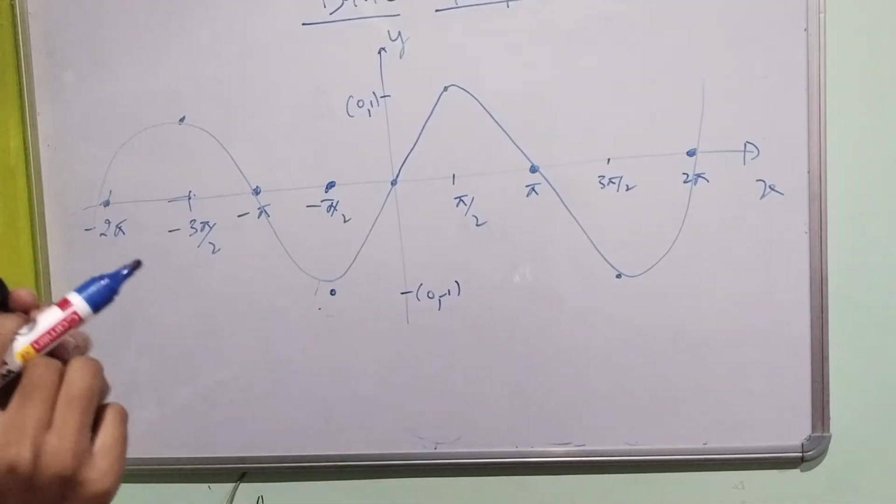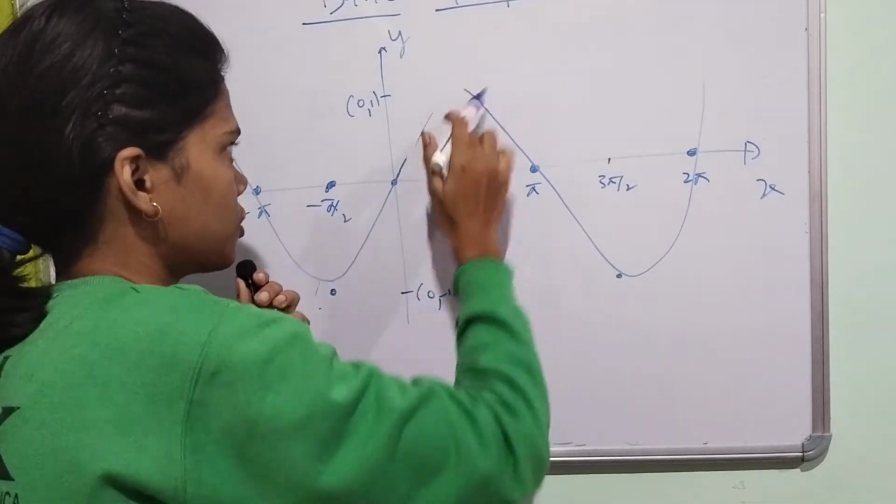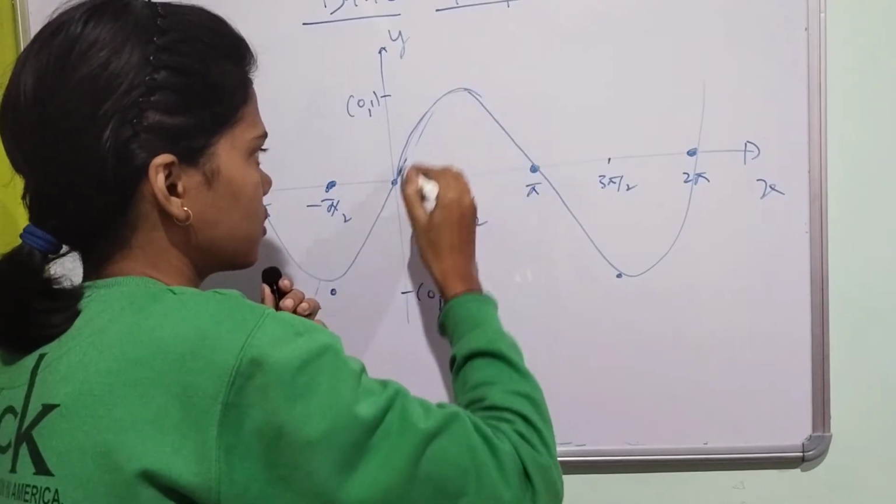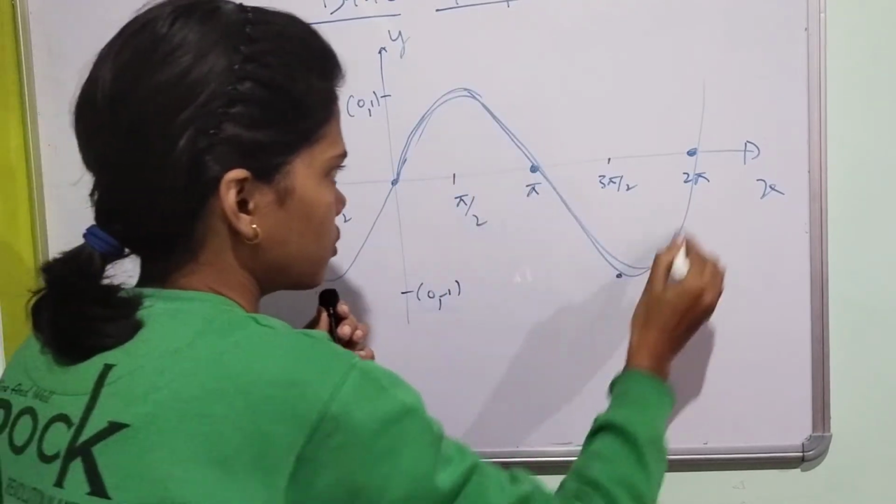This is basically the graph of sine function. This is curvy in nature, not triangular. It is something like this.